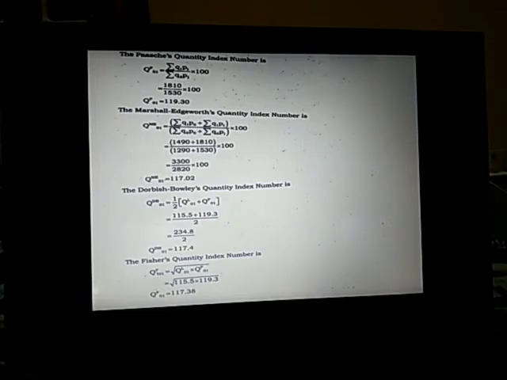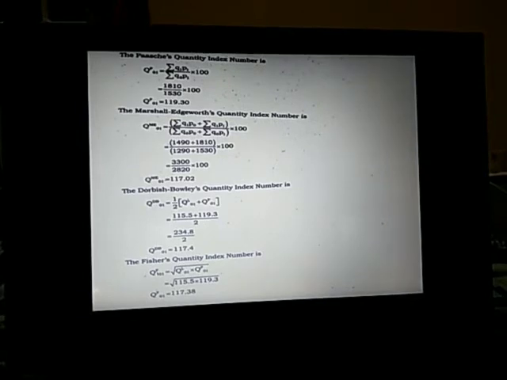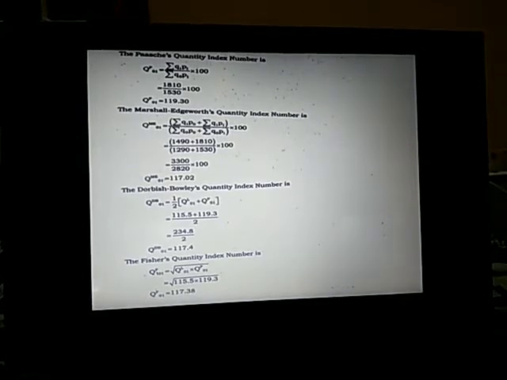The Paasche quantity index number is given by summation Q1 P1 divided by summation Q0 P1 into 100. In Paasche quantity index number, the current price is taken as weight. So that remains constant there, Q1 P1 divided by Q0 P1. We have the values calculated from the table. We will substitute it. 1810 divided by 1530 into 100. So the Paasche quantity index number is 119.30.